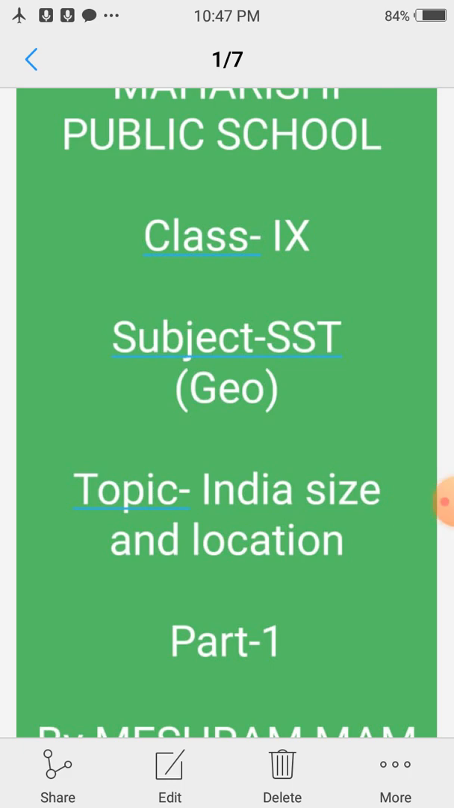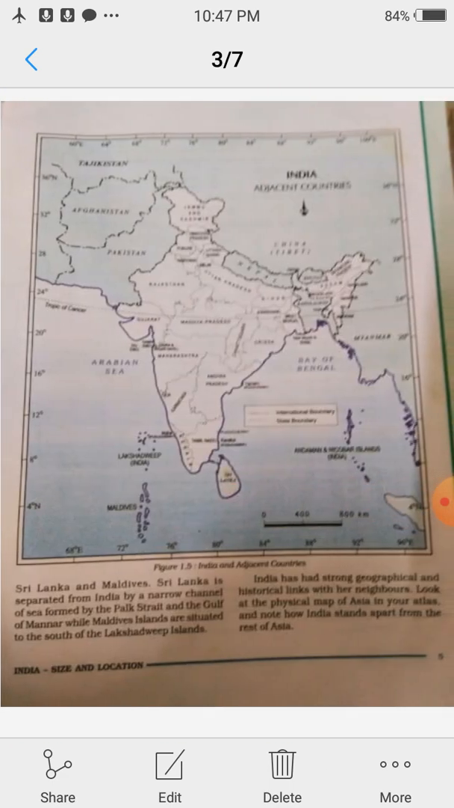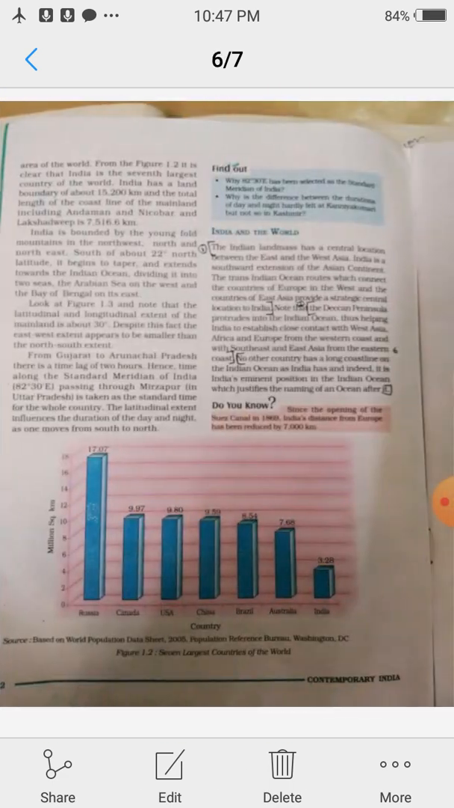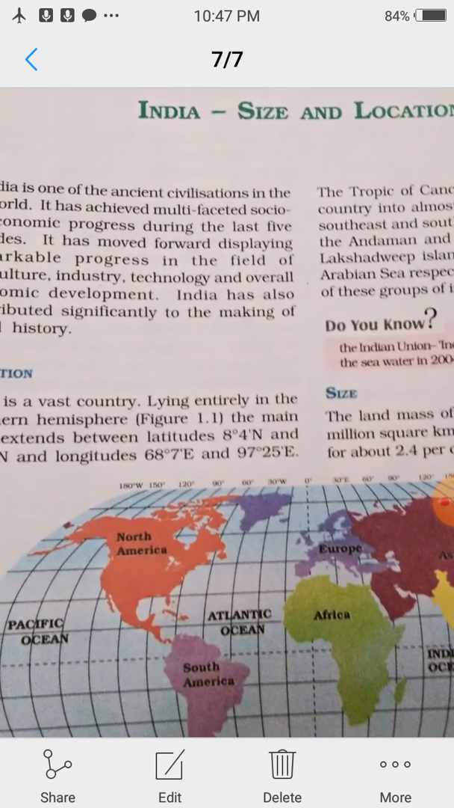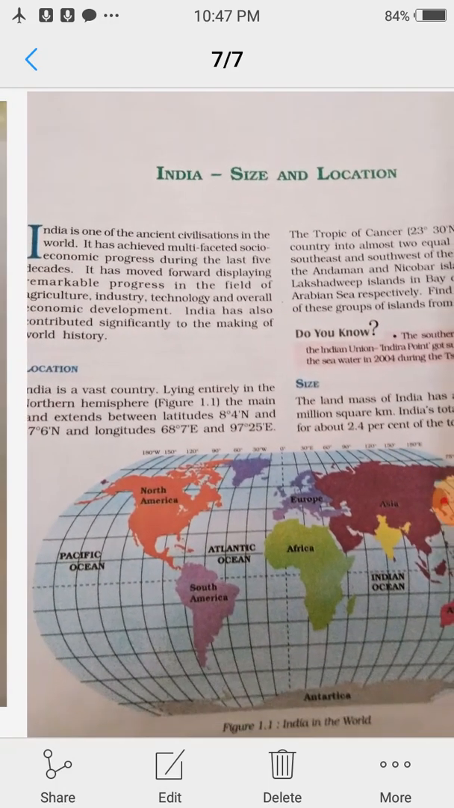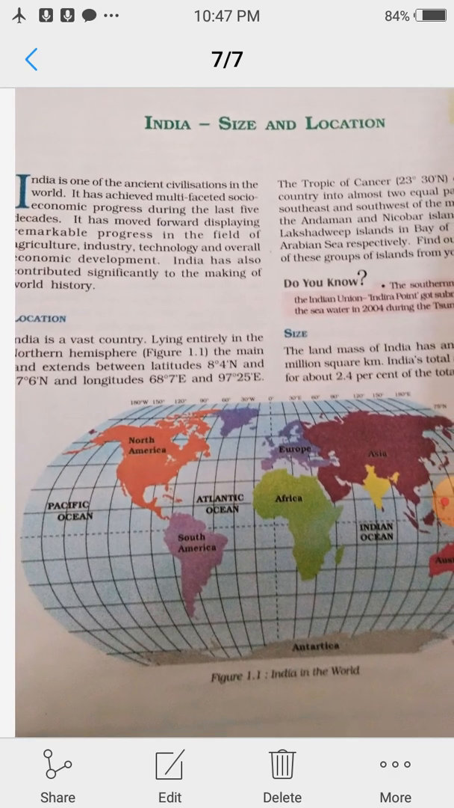We are going to start the first topic of the Geography class 9, that is India: Size and Location, part 1. This is the first chapter of the geography.